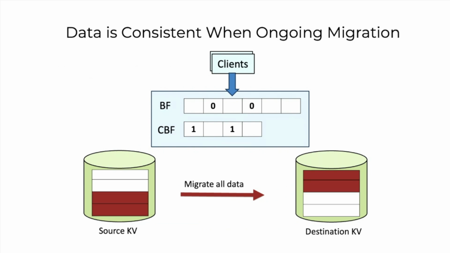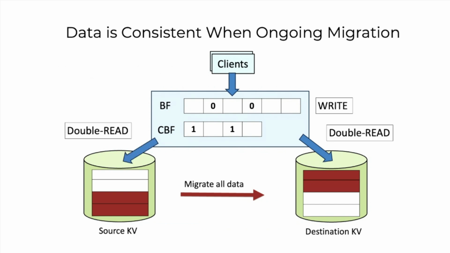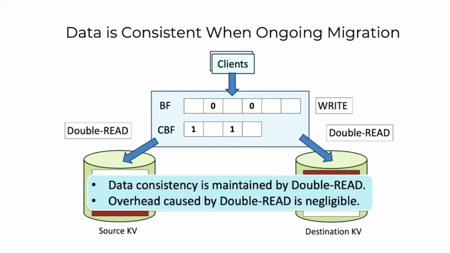And when the CBF is nonzero, indicating the group is ongoing migration, part of the data is in the source and part is in the destination, so the switch actually doesn't know whether the accessed key is in the source or destination. So we do the following. For a write, we just write to the destination. And for the following read request, we let the switch mirror the query packet and send it to both the source and the destination. So one of them will return the latest value. Thus this double read maintains data consistency.